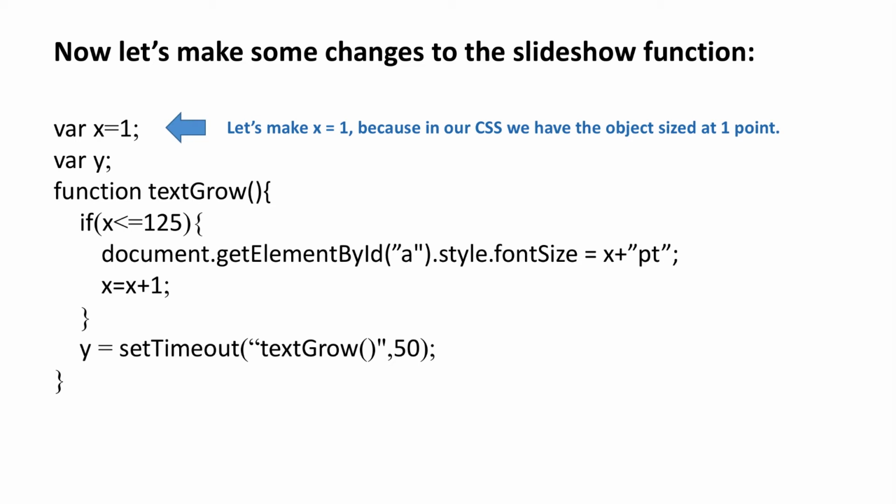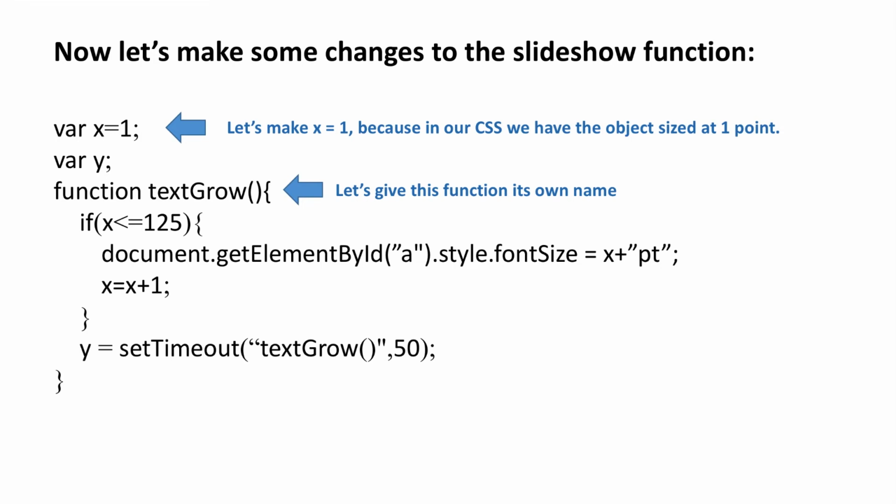Now notice here in our counter, our test, I made x less than or equal to 125. We've got to count a whole lot more numbers to get that point size up to the point where you're going to be able to see the text grow. So I figure 1 point to 125 points is probably a pretty good increment.